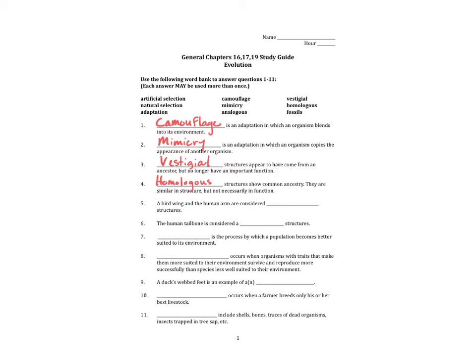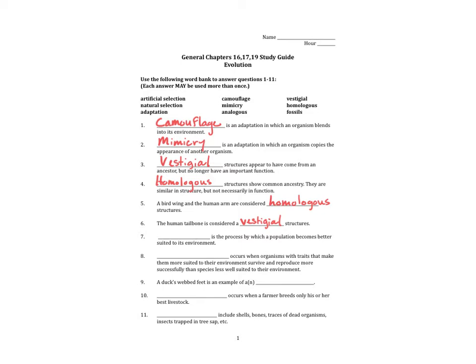Number 5 says a bird wing and the human arm are considered homologous structures also. They're a forelimb, meaning they're an arm or something attached around some sort of shoulder girdle, but they have different functions. Number 6 says the human tailbone is considered a vestigial structure, right? Because our tailbone is no longer a tail, but we still have the series of bones in that region that could have been a tail in an ancestral species.